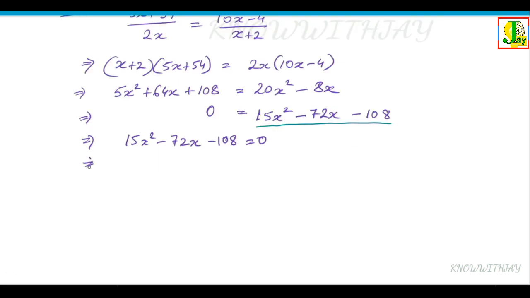We can divide the whole expression by 3. We get 5x square, 72 divided by 3 gives 24x, minus 36 equals 0. Now solve this.